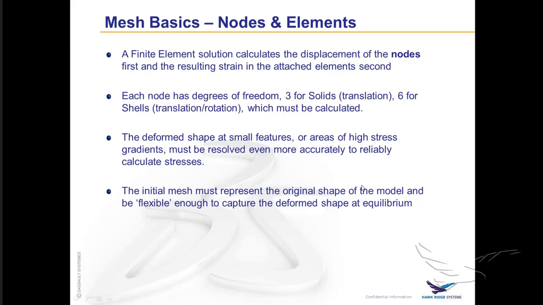Just to break it down for you guys as a quick review, in a finite element solution, we calculate the displacements at the nodes first. Then the resulting strain and stresses are calculated. And each node has a certain number of degrees of freedom. Solids have 3 translational degrees of freedom at each node, and shells have 6 degrees of freedom at each node, both translational and rotational, which need to be calculated.